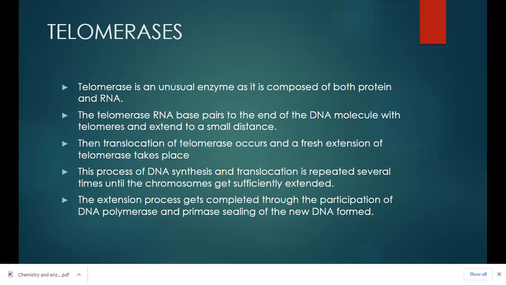Telomerases. It is an unusual enzyme as it is composed of both protein and RNA. So the telomerase RNA base pairs to the end of the DNA molecule, and it helps to extend it a small distance. Then the telomerase translocation occurs and extension happens. The process of DNA synthesis and translocation is repeated several times until the chromosome gets sufficiently extended.